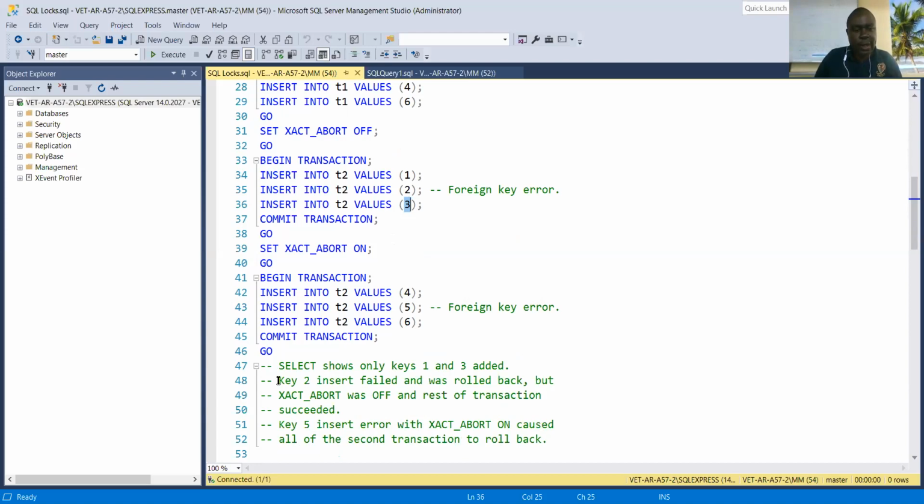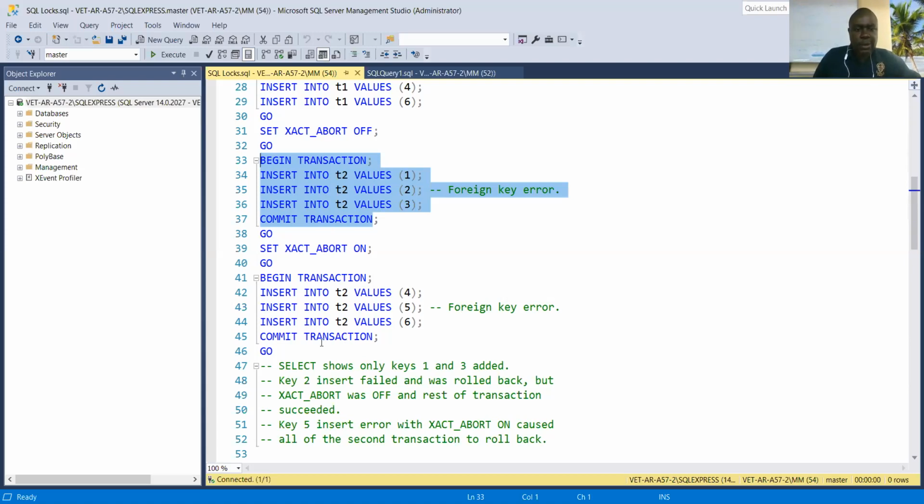This one, the first part, which is this part, there will be an error, but this one will succeed and that one will succeed. But because rollback is not enabled automatically for this part, those two records are going to be added to the table. Are we together? Okay.